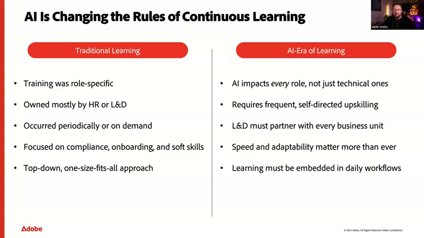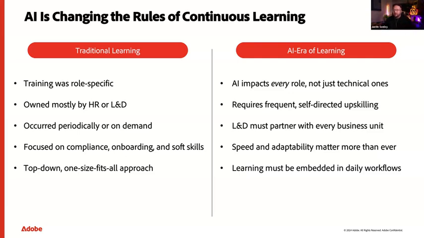Now, why do I say that? I say that because AI is fundamentally changing the rules of continuous learning. In the traditional learning world, training was very role specific. So you had manager training, developer training, etc. It was owned mostly by HR and L&D. It occurred periodically or on demand. There was no regular cadence to it. It was highly focused on compliance, onboarding, and soft skills. And it was a top down, one size fits all approach.